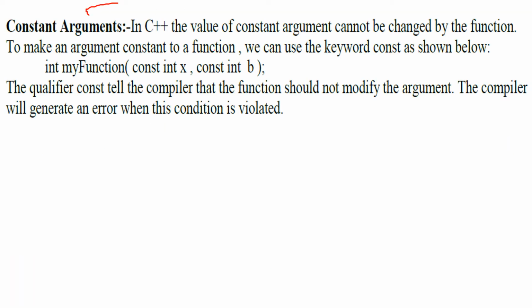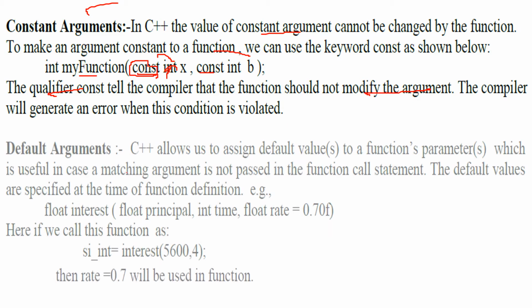Constant arguments. In C++, we have constant arguments. A constant argument means we don't want this argument to be changed. In order to make an argument constant, we just have to add one keyword, that is const. This const signifies that the function will receive certain values as an argument, and it is constant, so you cannot change it. This qualifier const will tell the compiler that the function should not modify the argument in any case. Otherwise, the compiler will generate an error if you happen to violate it.